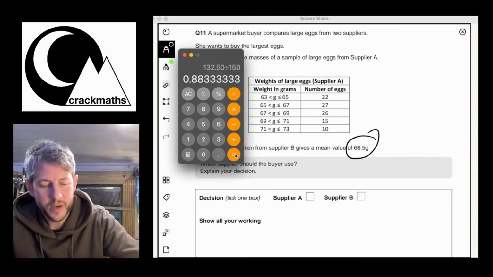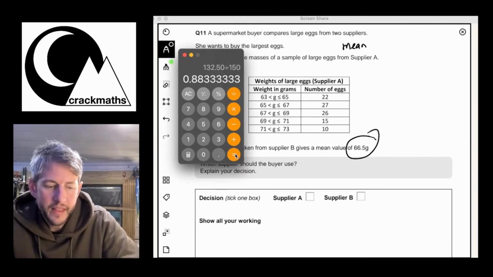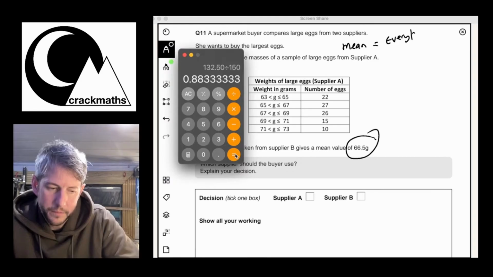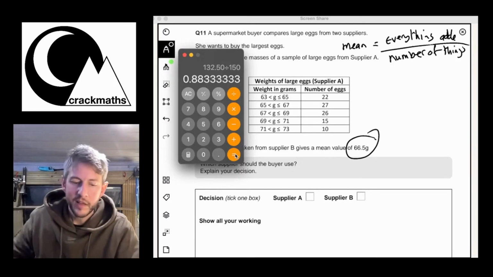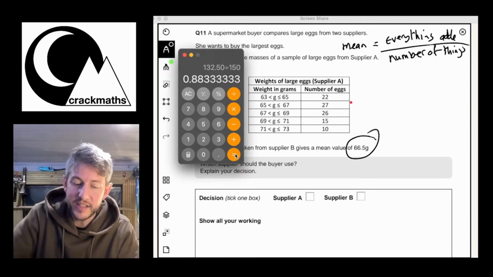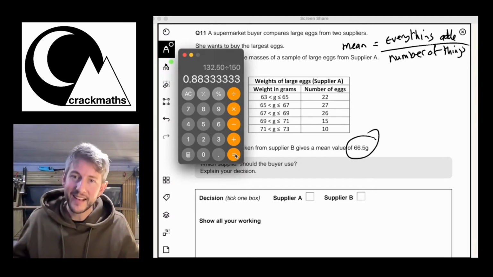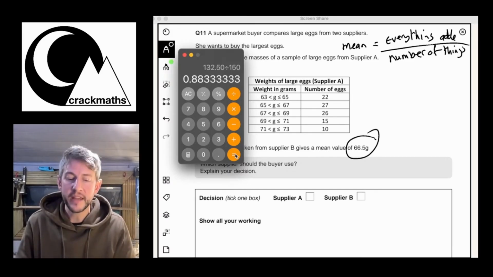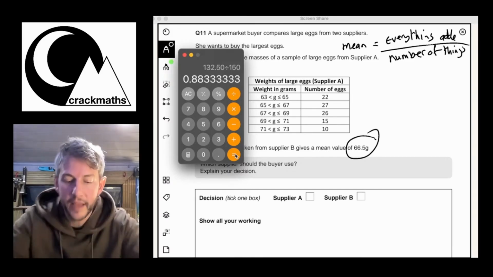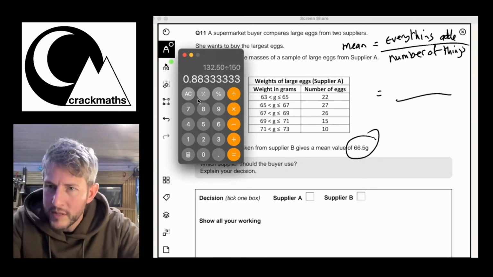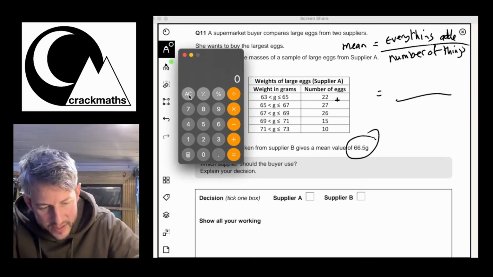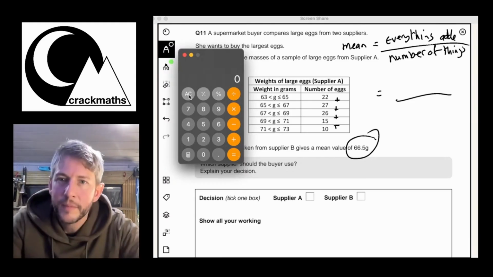With these questions, remember that the mean equals everything added divided by the number of things. In this case, everything added is going to be the weight of all of the eggs added together, divided by the number of eggs. So let's first work out how many eggs we've got to divide by. I'm going to add these all up to get the total number of eggs in the sample.